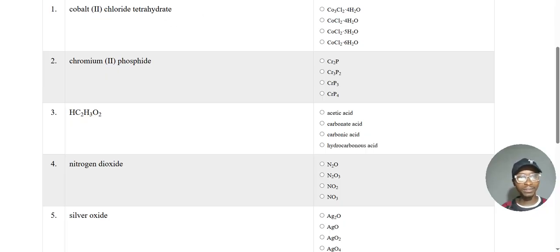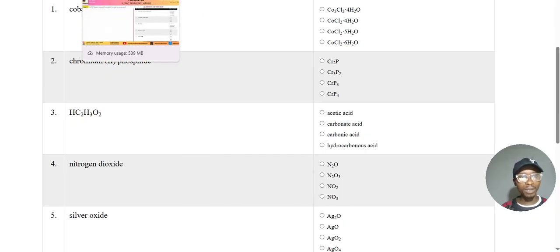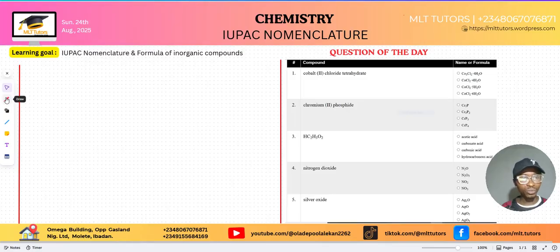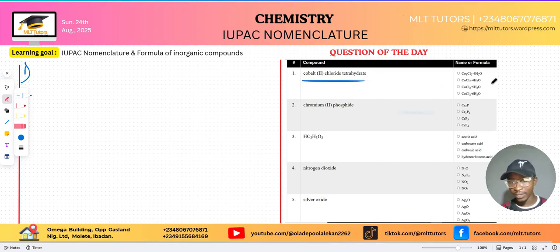Now let's go to the MLT virtual classroom to solve that problem. First thing, let's number our work. We are attempting question 1 first. The name of the compound was given, cobalt 2 chloride, and we have the options here to pick the correct option. Cobalt is represented by Co, and the oxidation state or the valency of the cobalt has already been given in the question as 2.